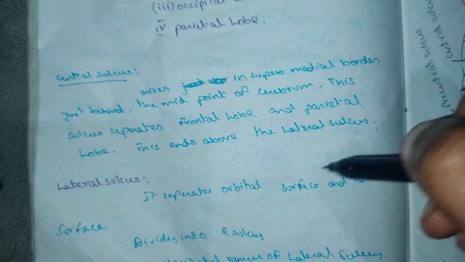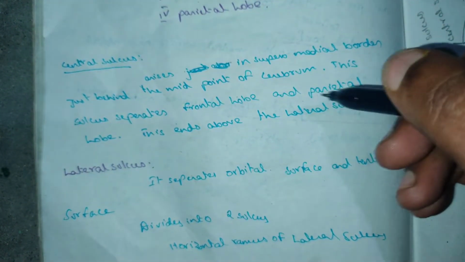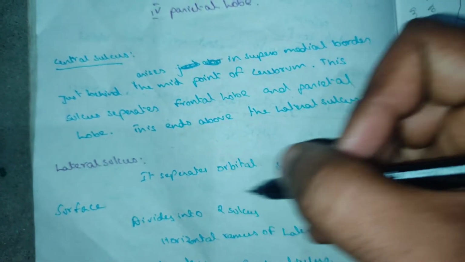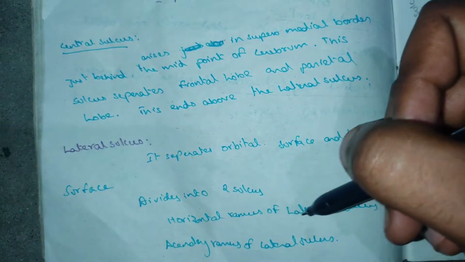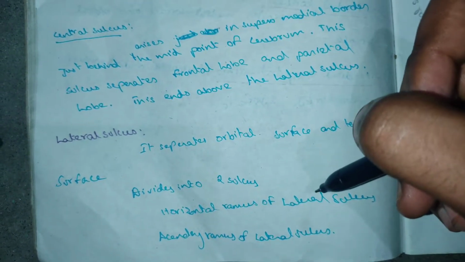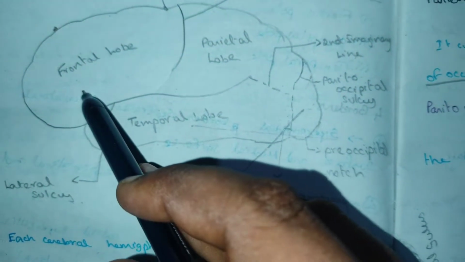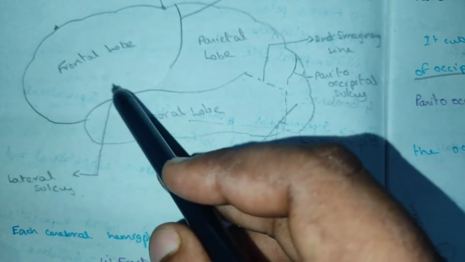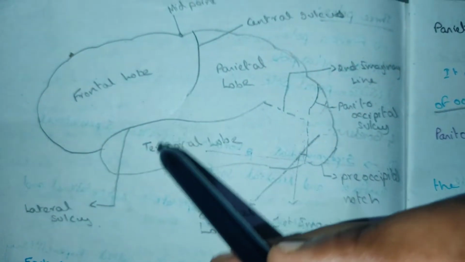Now the lateral sulcus is on the inferior surface, separating the orbital surface and the tentorial surface. It divides into two rami: the horizontal ramus of the lateral sulcus as well as the ascending ramus of the lateral sulcus. These are placed here, and there are some gyri related to them. I will describe it in the last image.